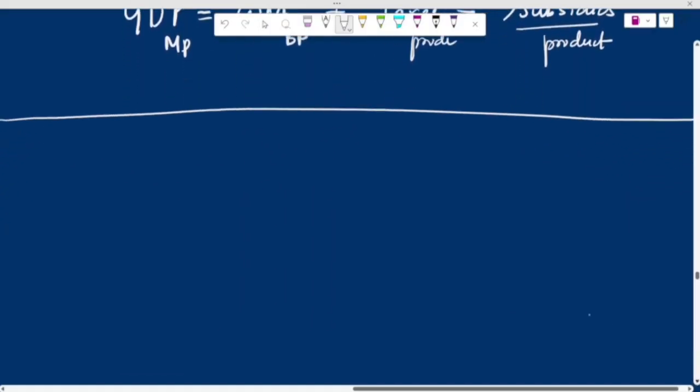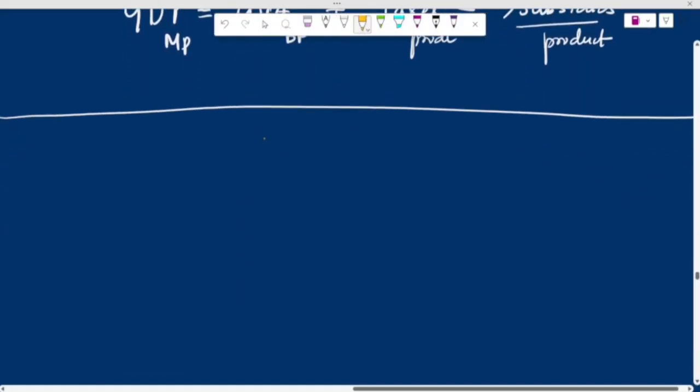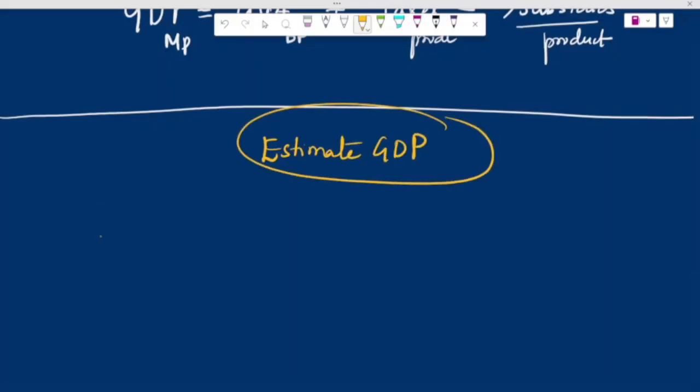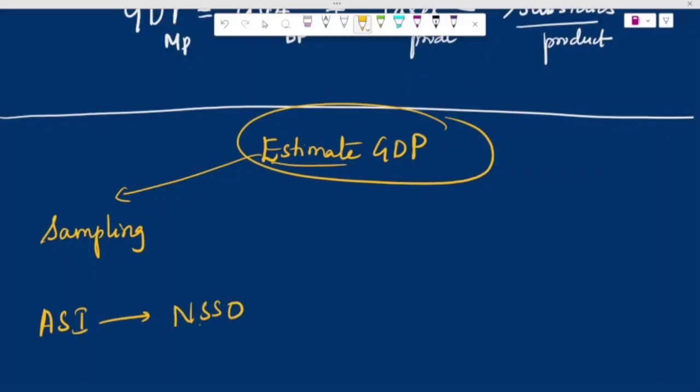Then how to estimate GDP of India? The term measuring we should not use; we will say estimating, because we cannot get everything perfect, right? So we'll use the term accounting estimation. First thing you should do is sampling, right? Then you should have one body to collect all the data. Previously it was the Annual Survey of India. So it used to have the NSSO survey, and they used to use something called the production method.